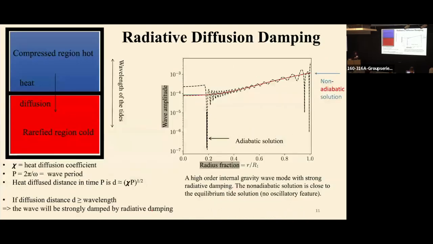Another very important damping mechanism is called radiative damping, or radiative diffusion damping. This is the major damping mechanism for the dynamical tide. The dynamical tide is a wave propagating inside the star. During the wave propagation, some regions are compressed, which means they are a little bit hotter than their neighboring regions, and the neighboring regions are rarefied and relatively cold. So heat can diffuse from the hot region to the cold region.